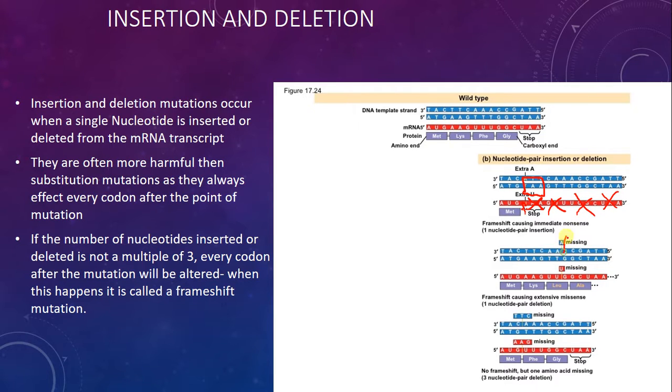We can also delete a nucleotide, and that will shift all of the reading frames, all of the codons, over by one. And it will again change every single amino acid after that point. We call this a frameshift, since it's shifting our codon frames over one this way for deletion or over one this way for insertion. So in general, insertion and deletion mutations have a far greater potential for being harmful to an organism.